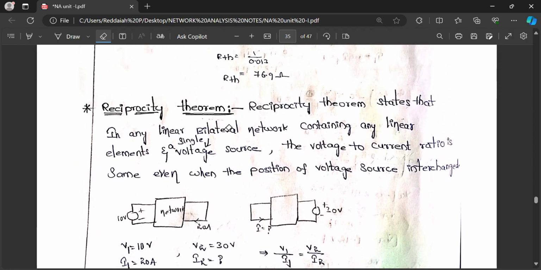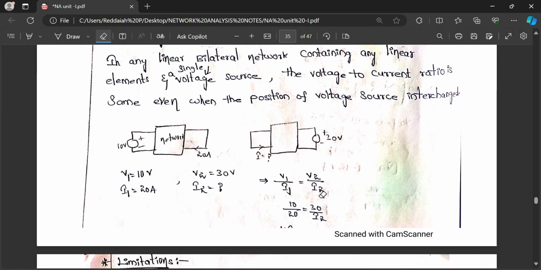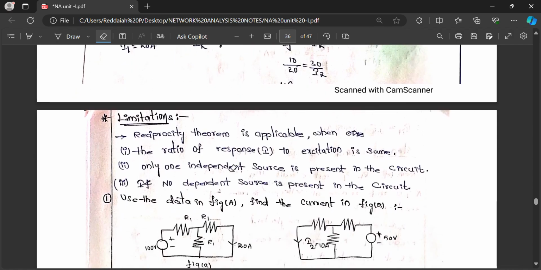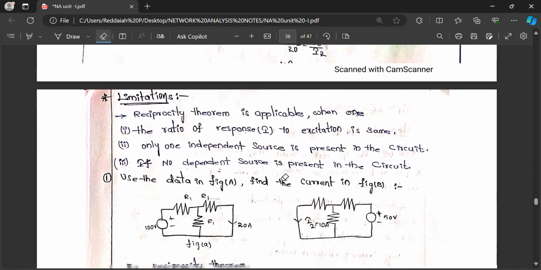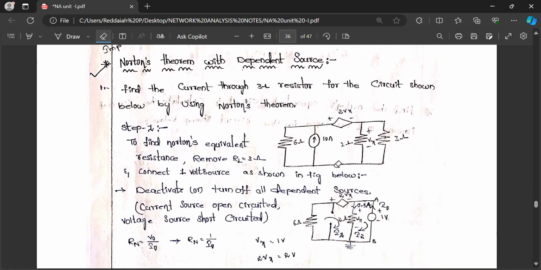And it is about the reciprocity theorem. What is the reciprocity theorem? The reciprocity theorem states that in any linear bilateral network containing so many elements and voltage sources, the voltage to current ratio is the same even if the position of the voltage source is interchanged. Suppose 10 volts, 20 amps. If you change that position, V1 by I1 and V2 by I2 should be the same. That is the reciprocity theorem. It is applicable when the ratio of response to excitation is the same.